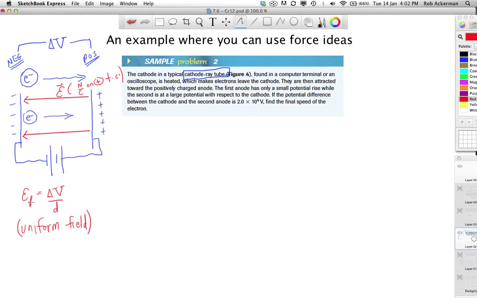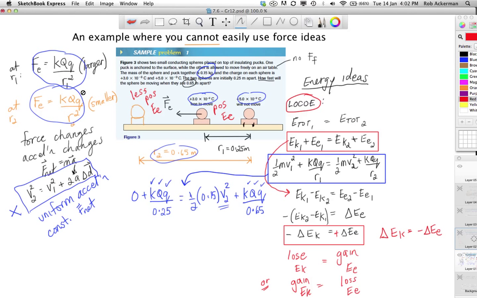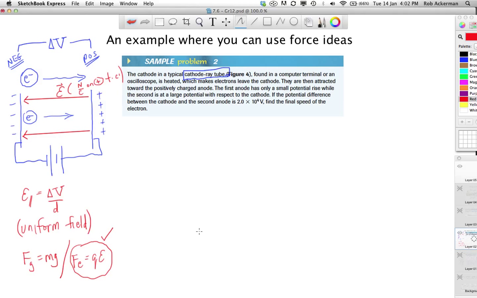So if we have that, then we can write, just like we write Fg equals mg, Fe equals QE. These equations are analogous. So here we have a constant force, unlike what we had here, where the force was not constant. So if you wanted, you could now use the kinematic equation ideas here.